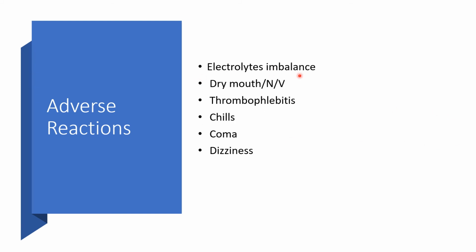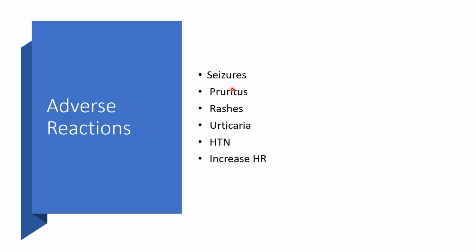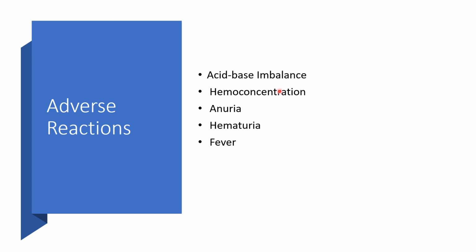There may be electrolyte imbalance, dry mouth, nausea and vomiting, thrombophlebitis. Remember, extravasation can also give thrombophlebitis. There may be chills, coma, or dizziness. It may lead to seizures, pruritus, rashes, urticaria, and can lead to hypertension or increased heart rate. Acid-base imbalance will be the case. There will be hemoconcentration. When the fluid is out, there is dehydration, then there will be hemoconcentration.